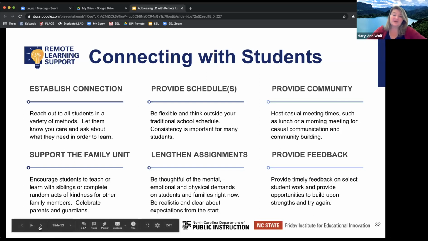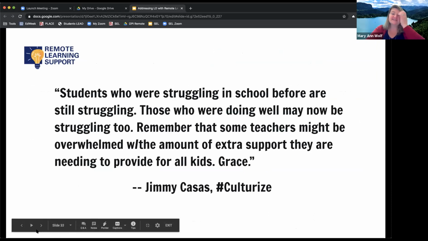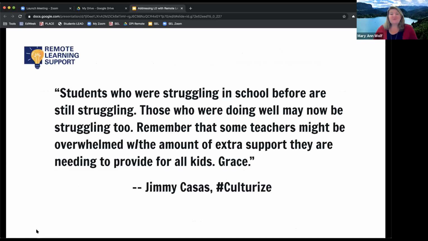The other thing is a colleague of ours, Jimmy Casa, shared this quote recently, which is students who were struggling in school before are still struggling, and those who are doing well may now be struggling too. And this really spoke to us, I think, especially as we think of students who are struggling with executive function and other things.